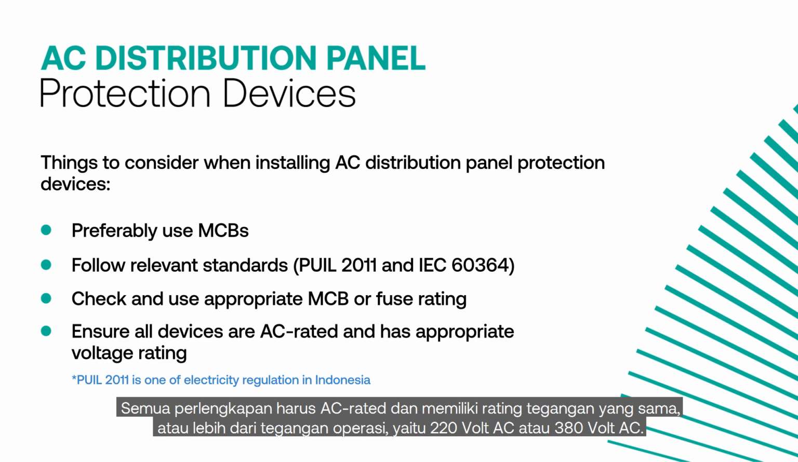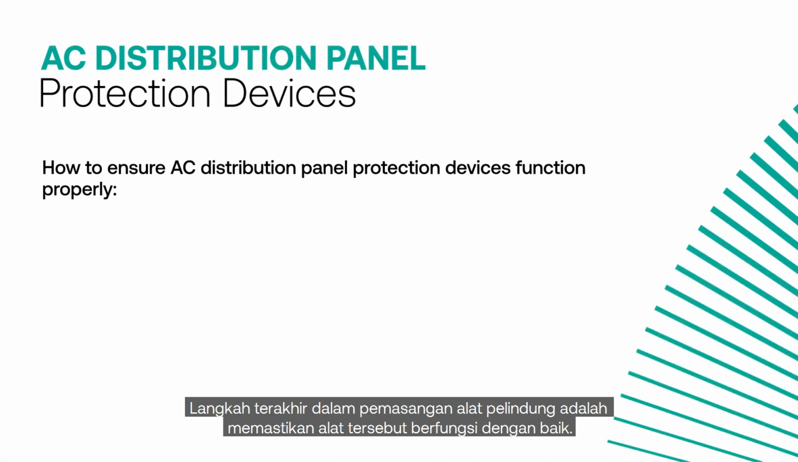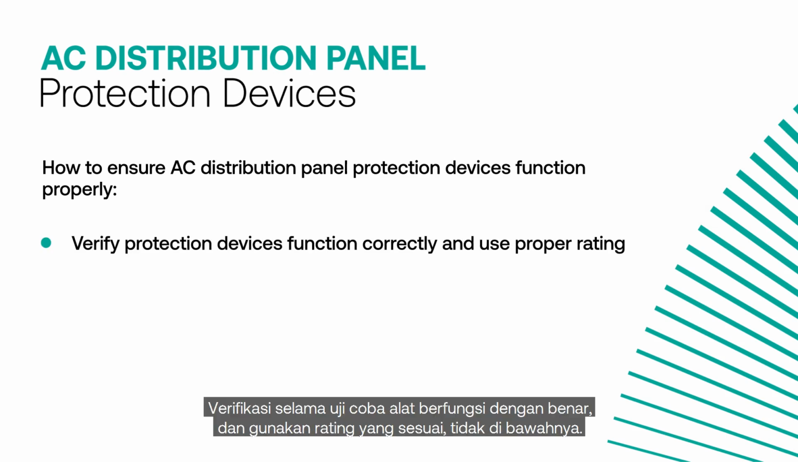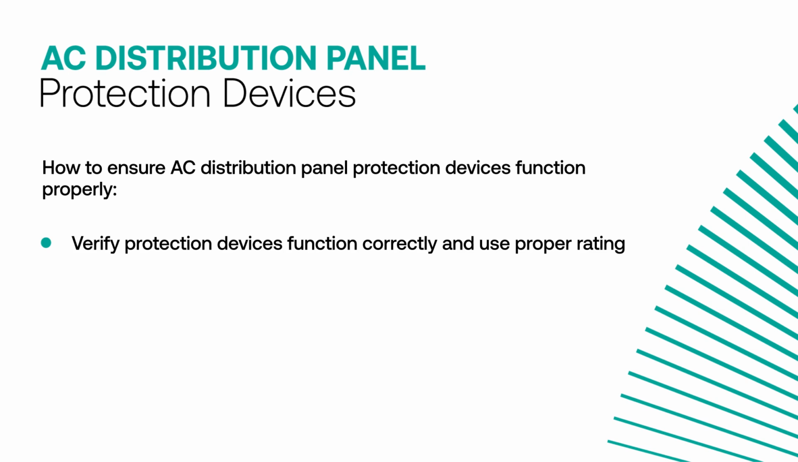All devices should be AC rated and has voltage rating equal or greater than the operating voltage, that is 220 volts AC or 380 volts AC. The last step in installing protection devices is to ensure that devices function properly. For that, you can do the following steps. Verify during commissioning that the protection devices function correctly and use proper rating, not underrated.